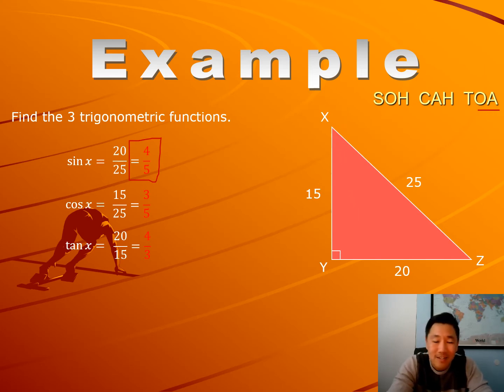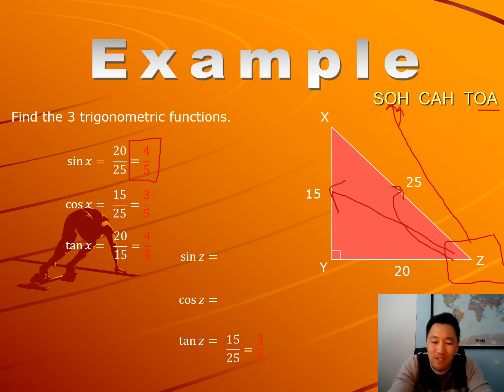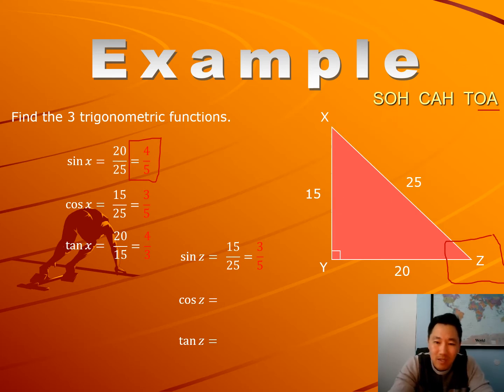Guess what? Now you have to do the three trig functions for z. So now we have to move our focus over here to the z. We first have to find sine of z, which is opposite over hypotenuse. This is the opposite of z, and this is the hypotenuse of z. 15 over 25, reduce it. And then we have to do it for cosine, adjacent over hypotenuse. Which is 20 over 25, reduce it.